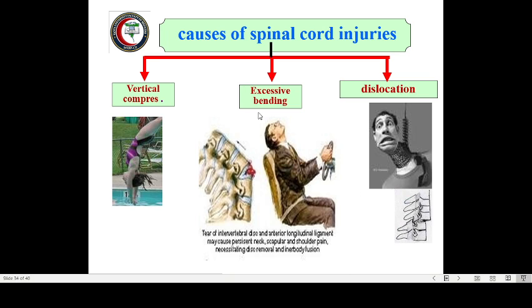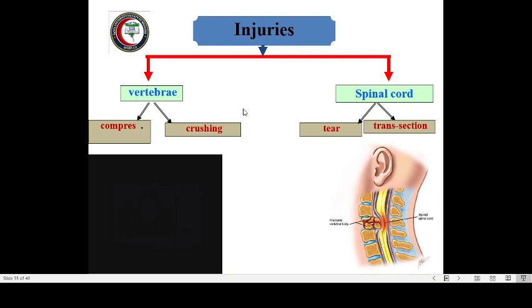Spinal injuries. Spinal injuries include vertical compression or excessive bending of the vertebral column. This occurs also in motor vehicle accidents, or dislocation, and it occurs in cases of judicial hanging. Injuries to the vertebrae include compression and the crushing of the vertebrae. The spinal cord may suffer from tear. This tear may be partial or complete, causing complete transection of the spinal cord.